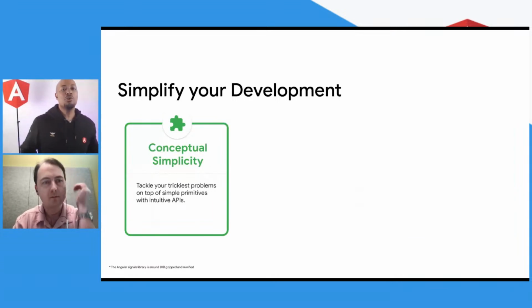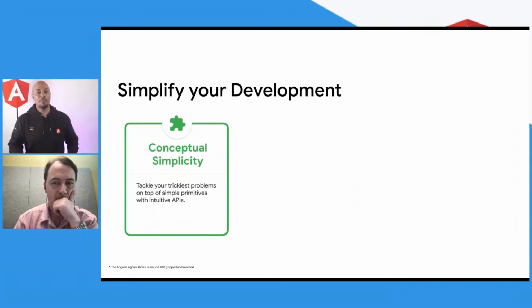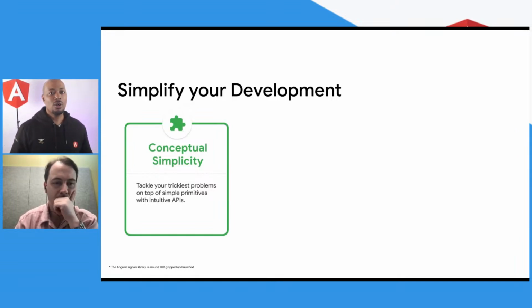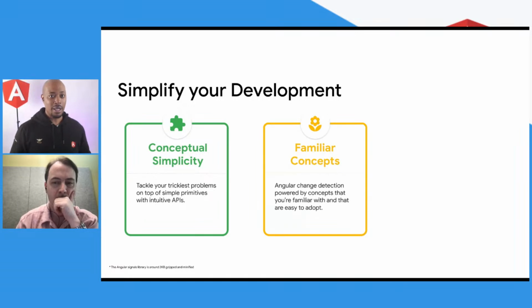But why are we even doing this? I talked about some of the problems we saw with zones at scale, but we do have a few core goals that we're going for. First, we want to simplify that development story for you. All right, so conceptual simplicity. Look, we want to tackle your trickiest problems on top of simple primitives with intuitive APIs, right? So you should be focused on building your app, not debugging change detection. We can do better, and we're trying to do better with that, okay?